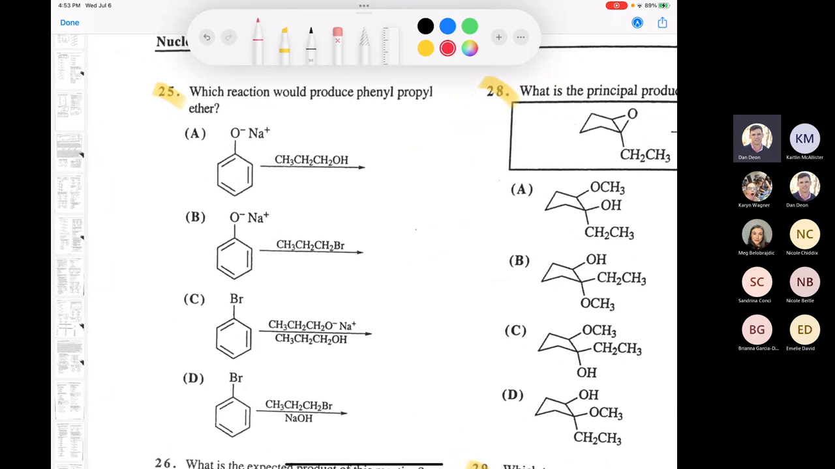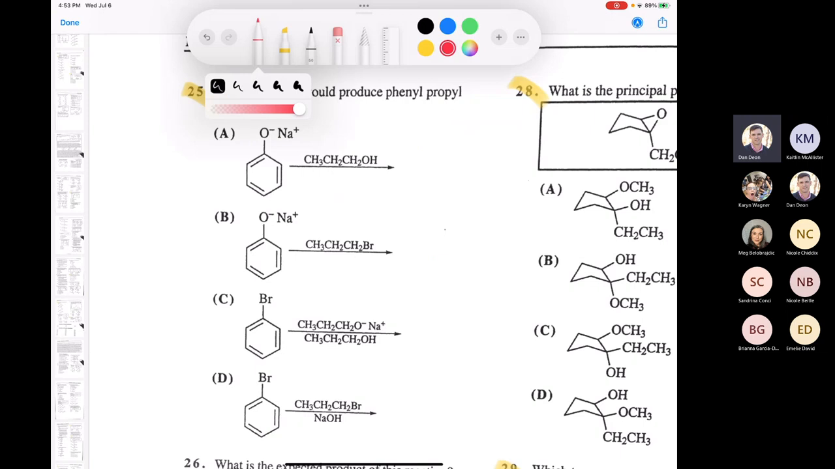Question 25 says, which reaction would produce phenyl propyl ether? So what's phenyl propyl ether? If we have a phenyl group, and then a propyl group and an ether, so a propyl group is this, 1, 2, 3. And then we have an oxygen in between. So we've got this and we've got this.